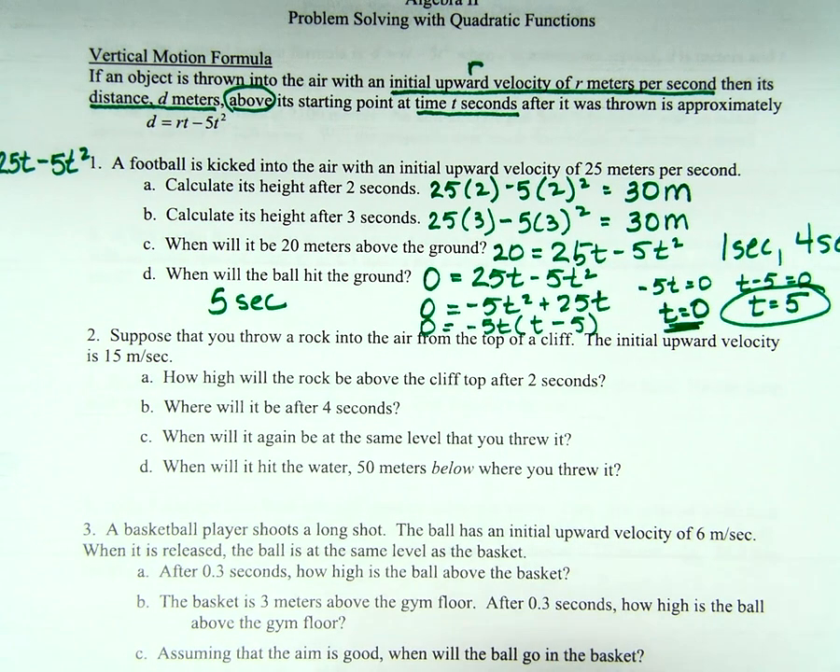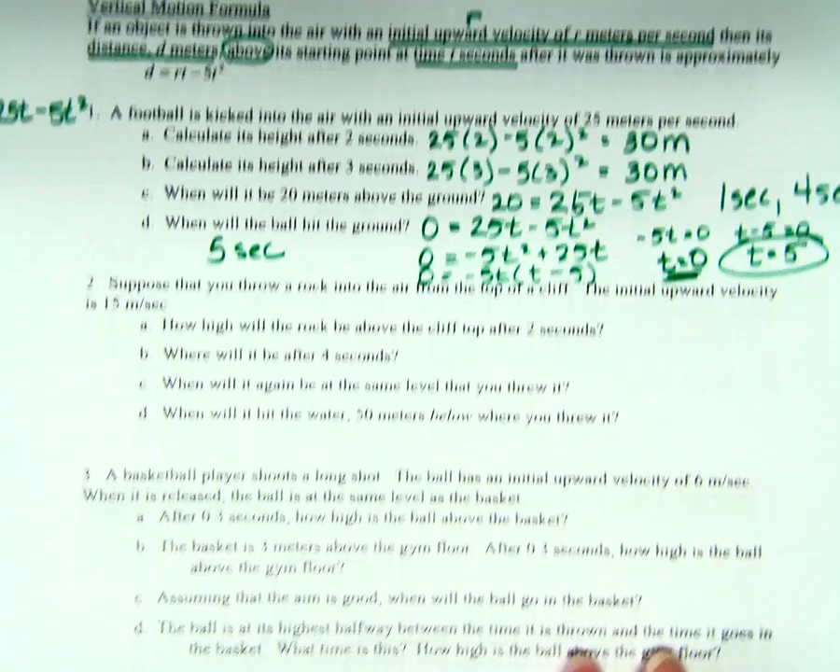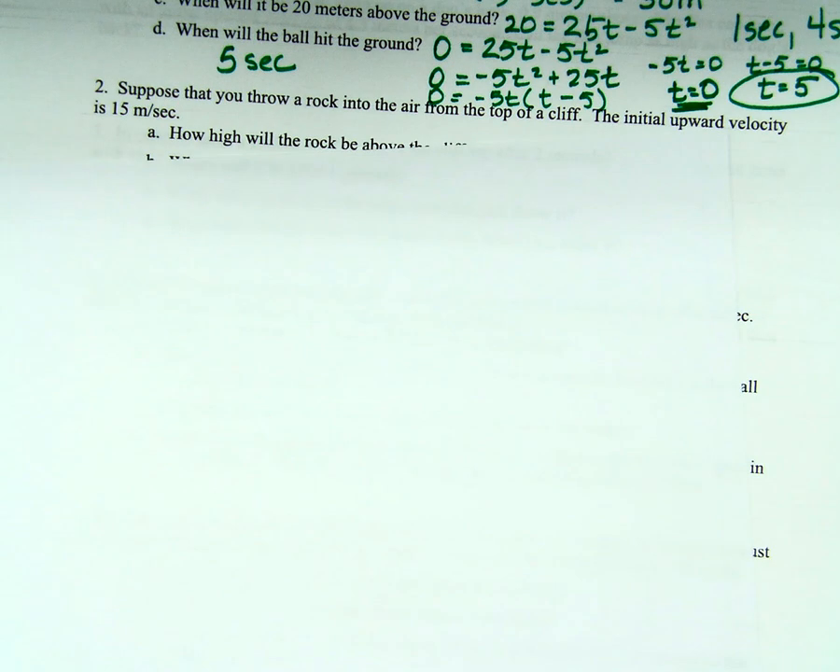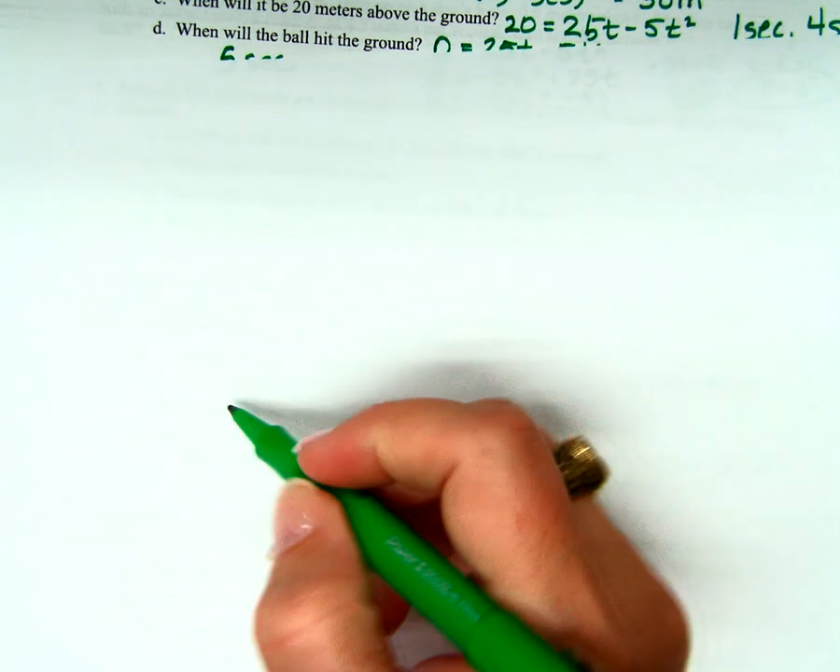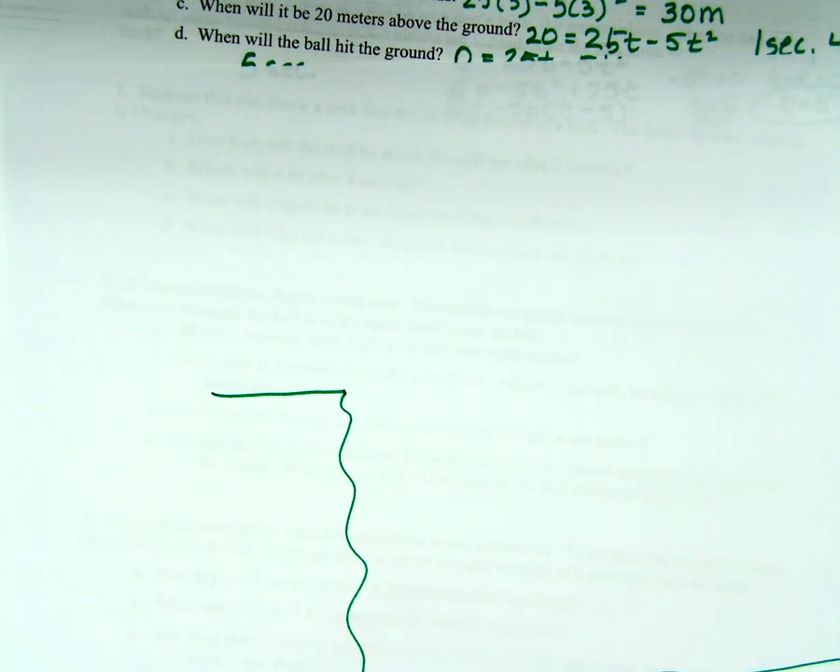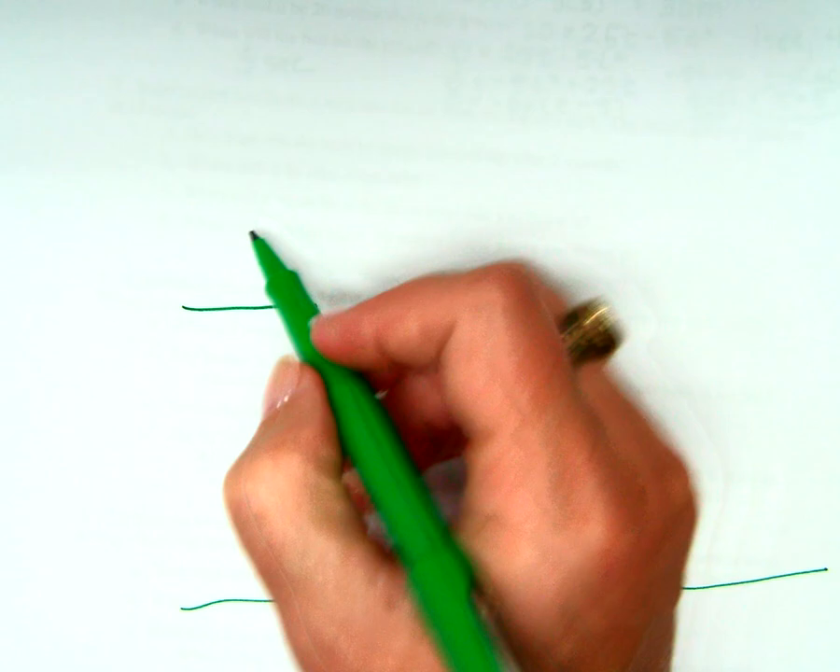Okay. Number 2. Suppose you throw a rock into the air from the top of a cliff. For the record, if you're going to do that, I need you to be careful that nobody's below you. Okay? And I also need you to be careful not to get too close to the edge of the cliff.